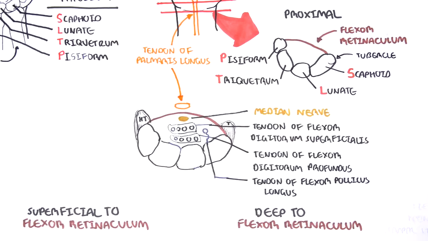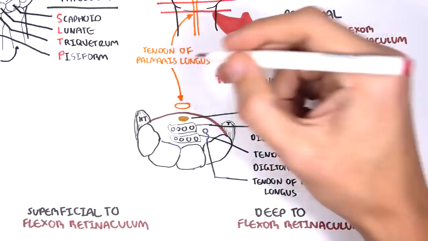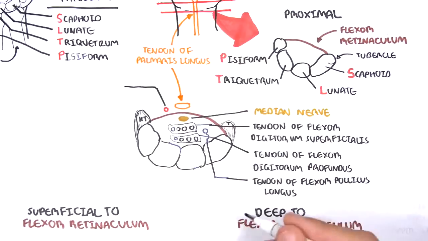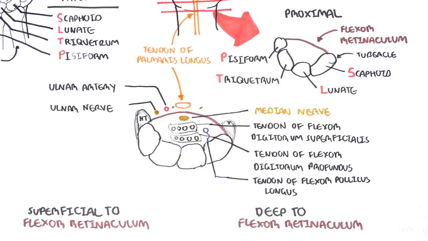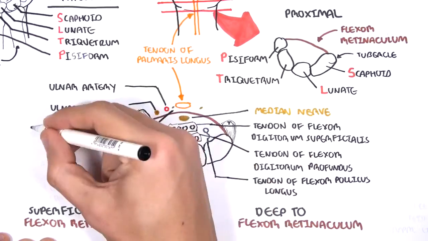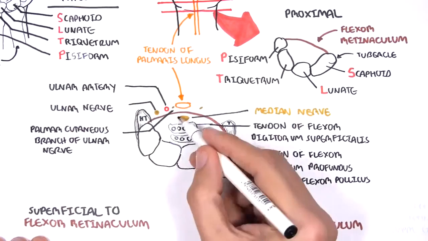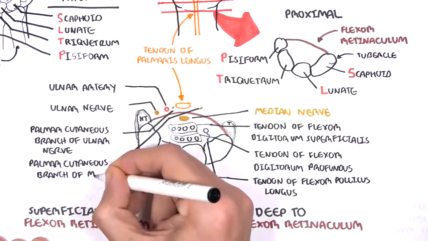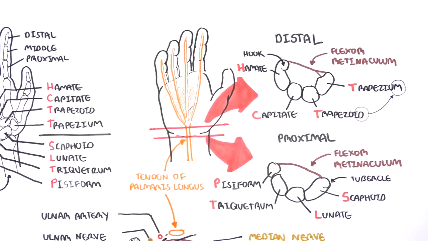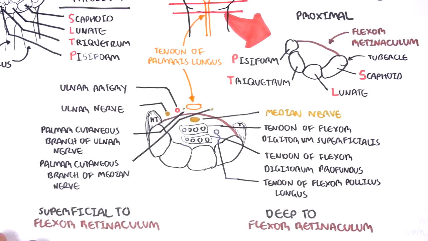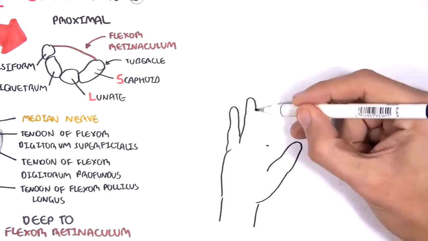Because we are looking at the right hand, the ulnar structures are on the left side, medially. So here is the ulnar artery and the ulnar nerve. Palmar cutaneous branch of the ulnar nerve and the palmar cutaneous branch of the median nerve can also be found on the other side. Okay, some clinical relevance of the flexor retinaculum and the median nerve.